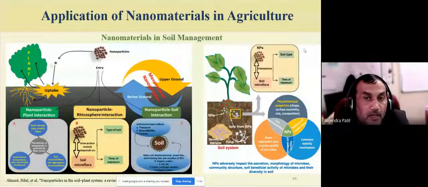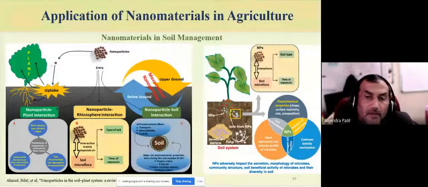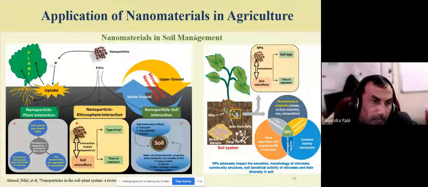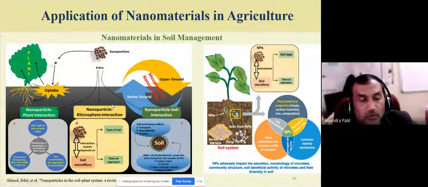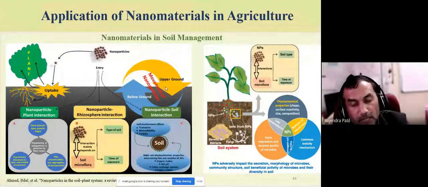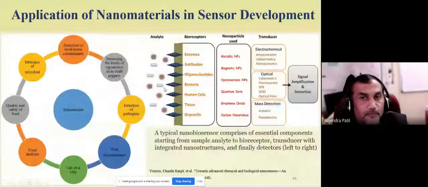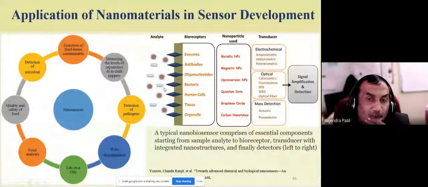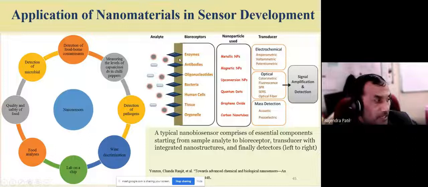Now, these are some of the ways in which nanomaterial can also be used in soil management. That is, nano fertilizers and nano nutrients can be added into the soil, and in this way, agriculture productivity can be improved. Now, nanomaterial also is used in sensor development. Nanomaterial in sensor development, various enzymes.